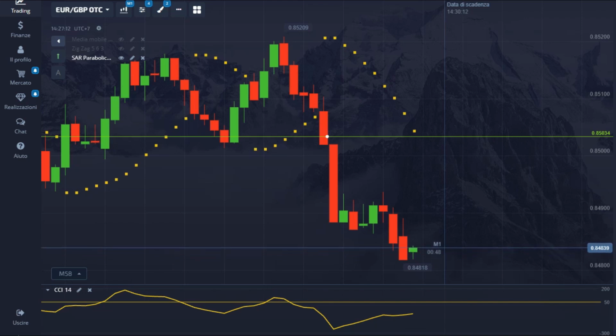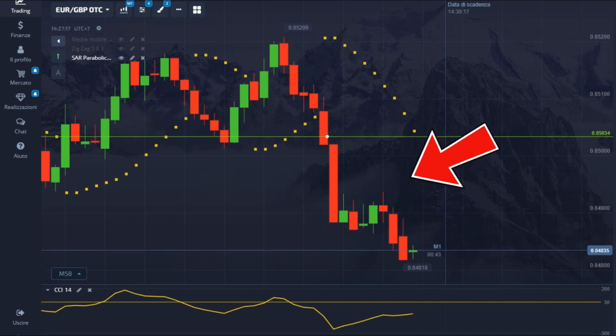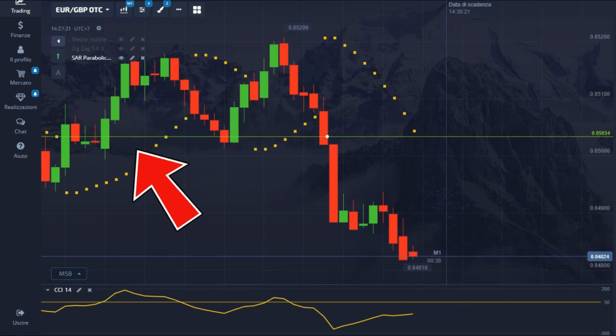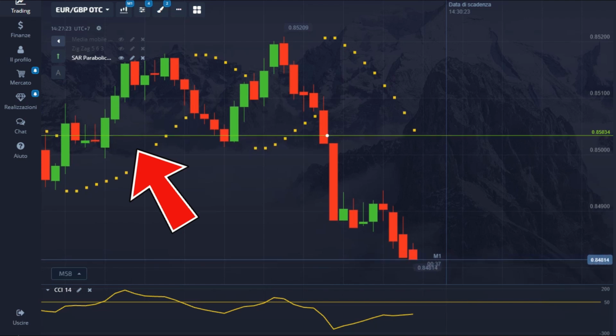The Parabolic SAR indicator gives us trend indications. If the candles are below the SAR points, the trend is bearish. Vice versa, if they are above, the trend is bullish.